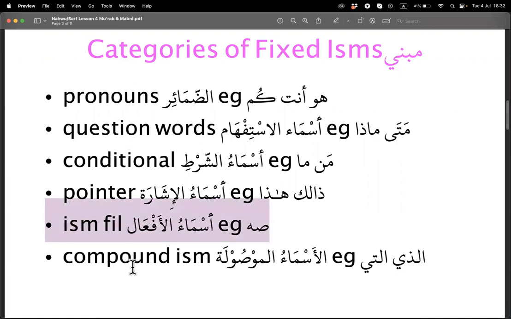And then we have something called ism mausul, which is alladhi, allati. You never see alladha, you don't see alladhu. So all these words are mabni. Only this category of words are mabni. Other than that, they will all be mu'rab.